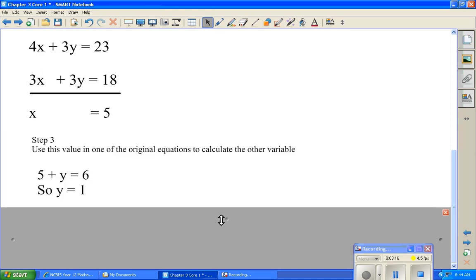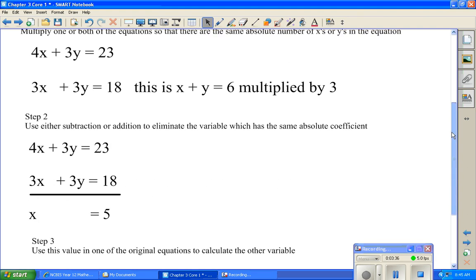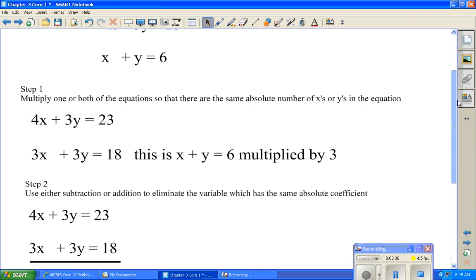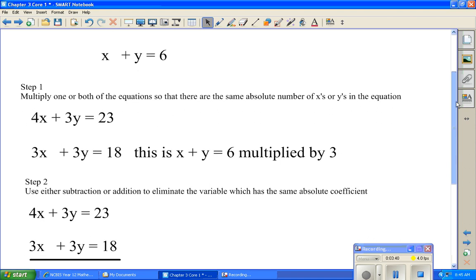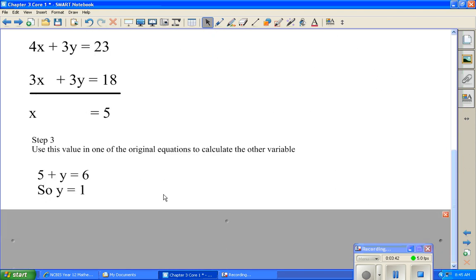Then we use this value back into one of the equations. What I do suggest strongly here is you use one of the original equations and don't use the multiplied out equation that you've got, because if you've made a mistake, the whole thing's going to be wrong. But if you go back into the original equations, then you might have a chance of finding out that it is wrong, realizing you've made a mistake and correcting it.